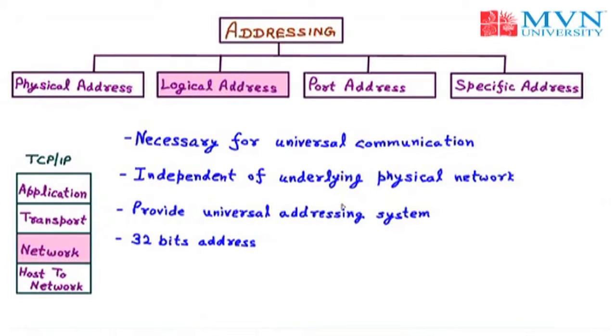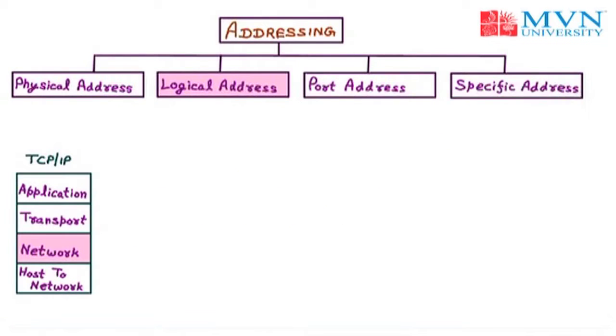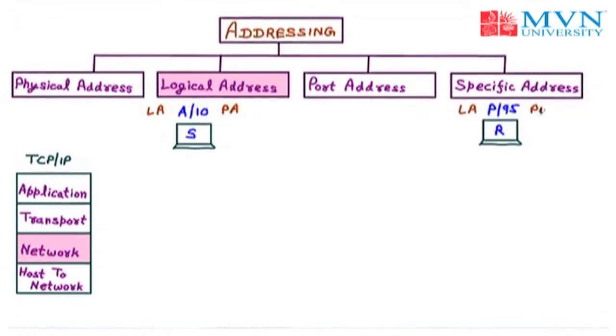Well, now to understand the logical address, let us take the example of a diagram. For example, we have two computers. The computers have their own logical address as well as physical addresses. We are providing A/10 to computer number 1 and B/95 to computer number 2. Now the first one is our sender and the second one is our receiver. Now what is that A/10? A stands for the logical address and 10 stands for the physical address. Again, B/95, B is the logical address of the receiver and 95 is the physical address of the receiver.